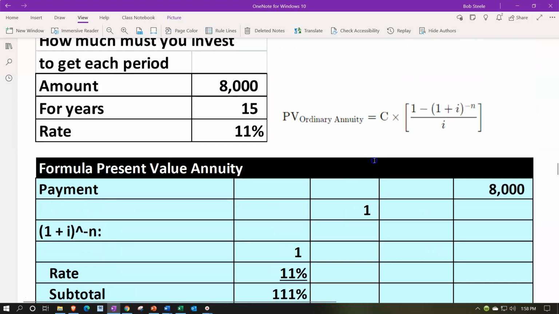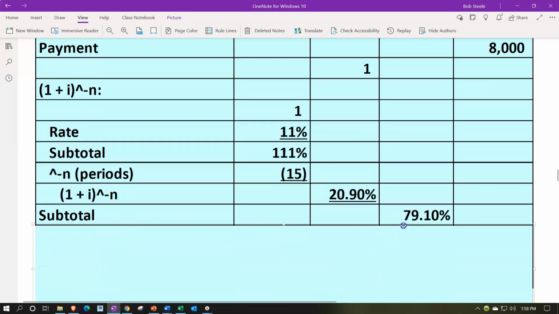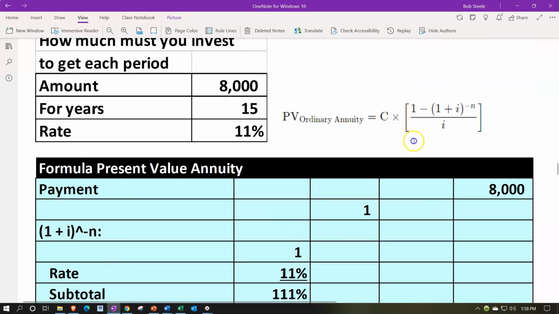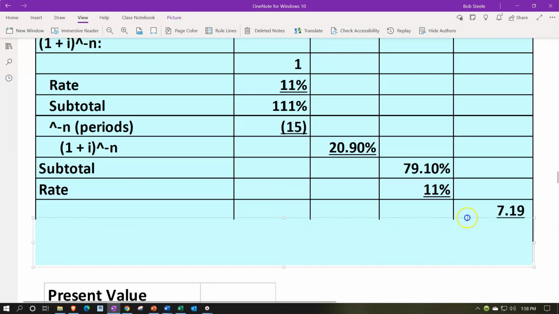So then we're going to be taking the 1 minus that amount. So 1 minus this amount is going to give us about 79.10%. And then we have the numerator now. That's the entire numerator. We're going to divide that by the denominator, which is once again the rate, and that's going to be the 11%. So the 79.1 divided by 11 is about this 7.19. Be careful on how you represent these percents or non-percent items here.